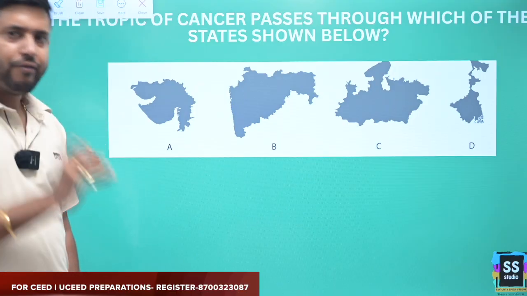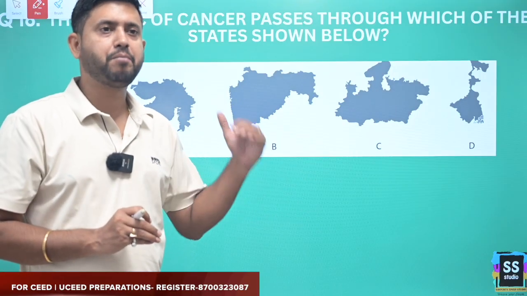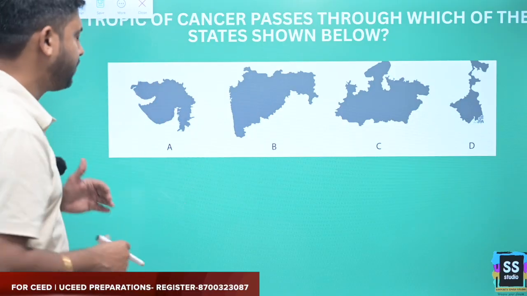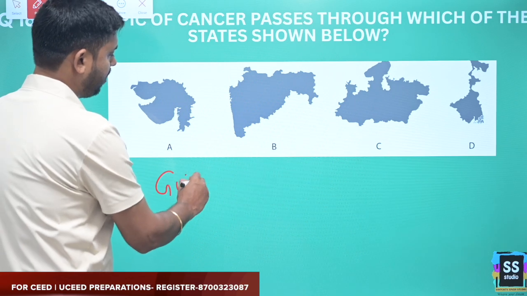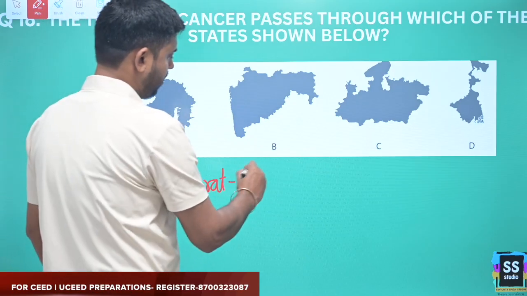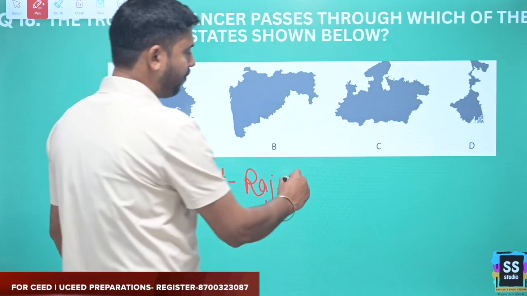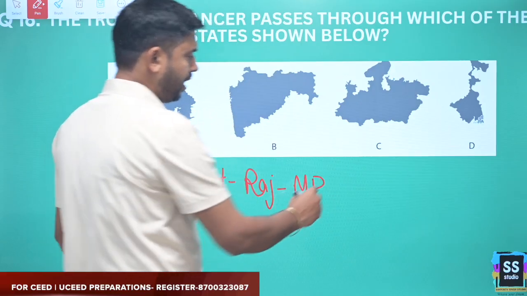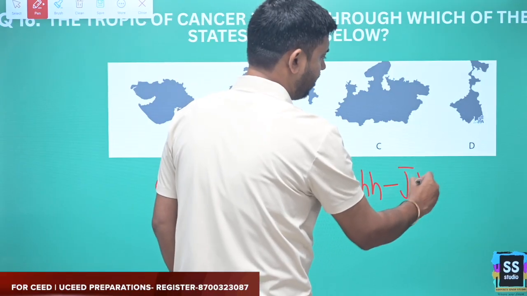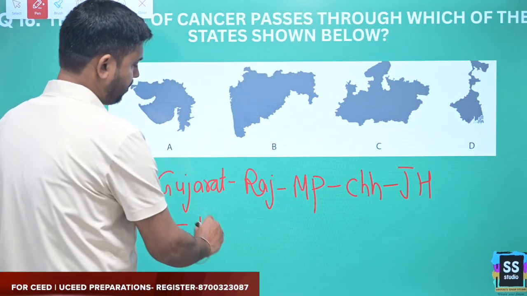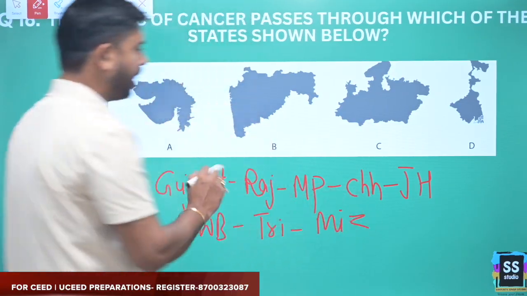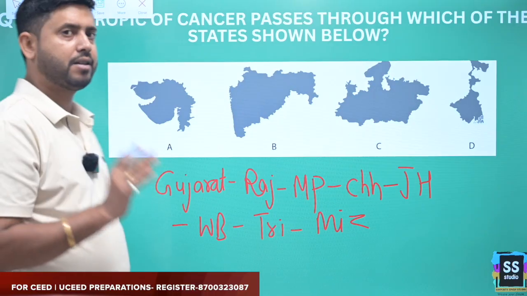How? Everybody knows since childhood that the Tropic of Cancer passes through the center of India, right? So center of India, that simply means it starts from Gujarat and then moving to Rajasthan, and then moving forward it's Madhya Pradesh, and then Chhattisgarh, then Jharkhand, and then West Bengal, then Tripura, and then Mizoram. So these are the 8 states the Tropic of Cancer passes through.